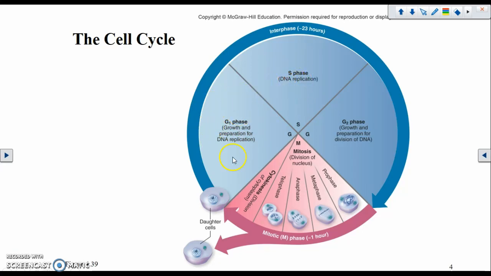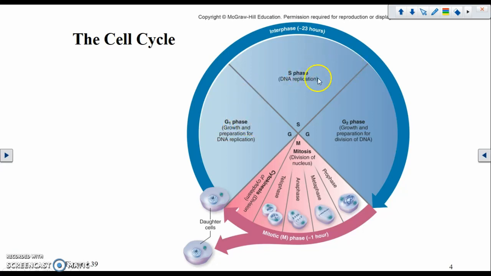So before you had 46 individual chromosomes. After the S phase, we need to have 92 chromosomes. All right? 46, you go to 92. You double up your DNA.